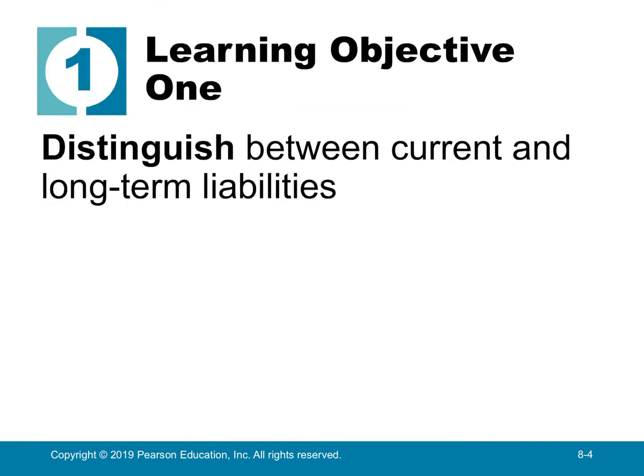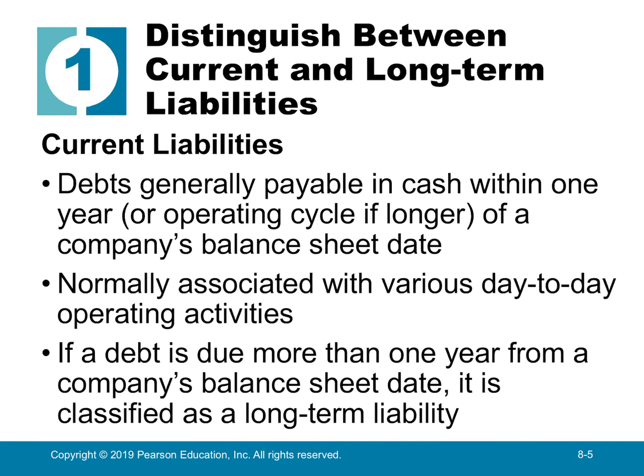So first, the difference between current and long-term liabilities. Just like you would imagine, a current liability is a debt where you're going to pay in cash usually within 1 year, or an operating cycle if longer. So again, a company like Boeing has a very long operating cycle because they build things like airplanes, which take a long time.